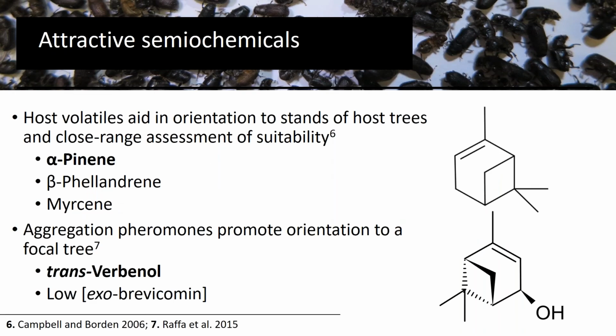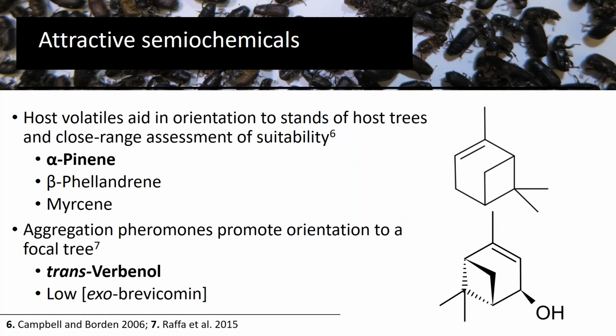So these message-bearing semiochemicals can be attractive or deterrent to mountain pine beetle. Attractive semiochemicals include some host volatiles that aid in orientation to stands of host trees, as well as close range assessment of host tree suitability. So some examples of these include the tree-produced compounds such as alpha-pinene, beta-phellandrene, and myrcene.